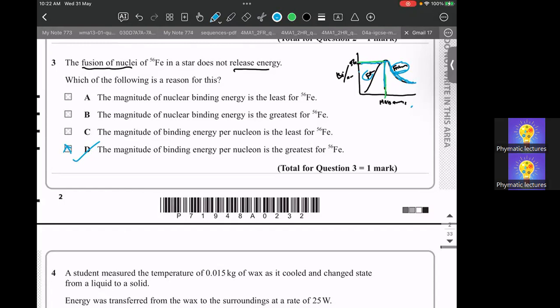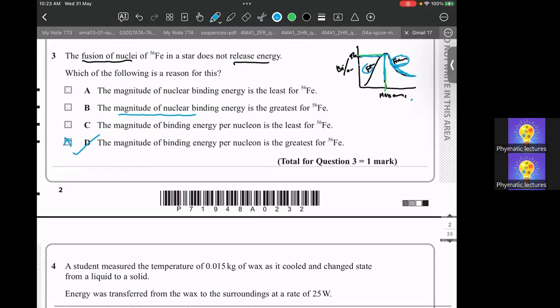So why would B not be an answer? Some students have that idea that binding energy is actually greatest for Fe56. But you see the wording: the magnitude of nuclear binding energy per nucleon is greatest. So this is just binding energy. Binding energy and binding energy per nucleon are different. So option D is the correct answer.